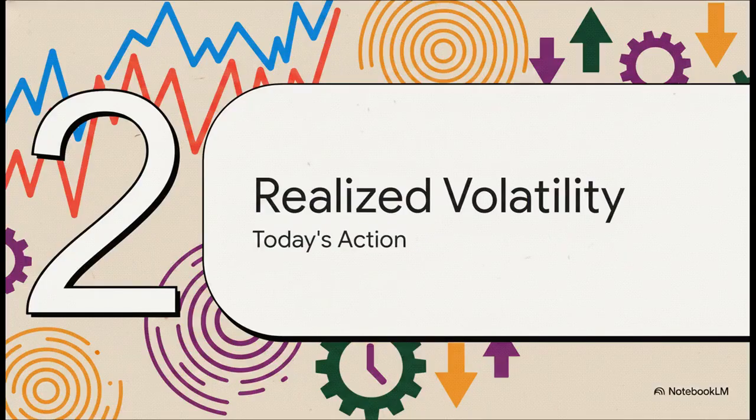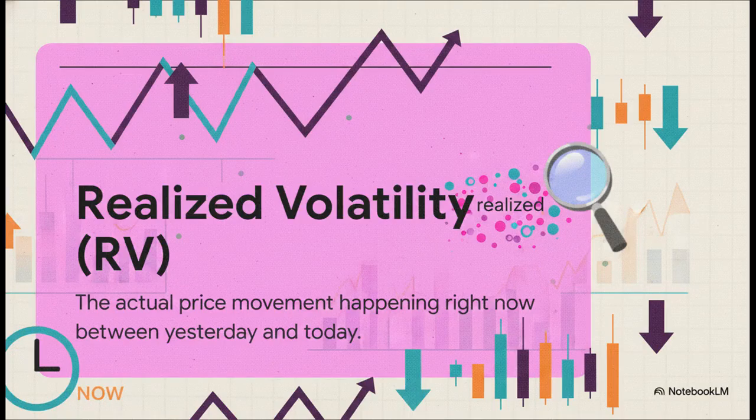Moving our timeline from the past into the immediate present, we hit part 2, realized volatility, which is all about today's action. Realized volatility, or RV, is the actual price movement happening right now. It drops that long 10-day or 30-day look-back period and focuses strictly on the immediate change. You calculate it just by looking at yesterday's close versus today's current price. So, if a stock was sitting at 100 yesterday and it jumps to 105 today, RV is capturing that exact immediate reality in percentage terms. It's the action happening literally right before your eyes.